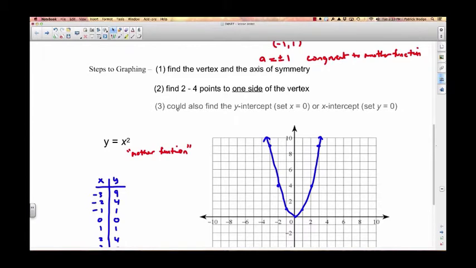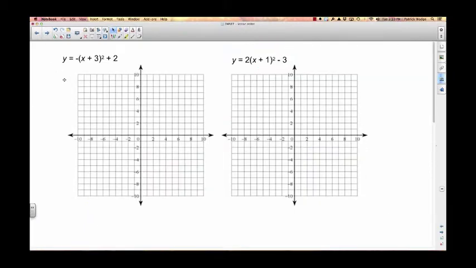And then if you want, the book talks about finding the y-intercept and the x-intercept by setting x to 0 and setting y to 0. I think that it's usually a waste of time and often is more trouble than it's worth. But we can talk about that as well. So let's graph a few of these and we'll be done.